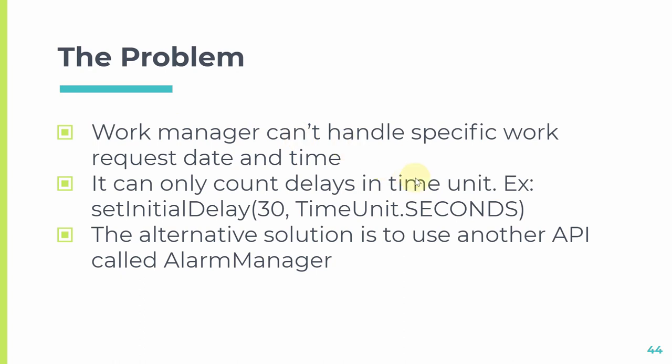WorkManager cannot handle a specific work request date and time. Meaning you cannot set a date and time at which the work request must be executed. You cannot do that, but you can only count delays in time. So you cannot set a specific date and time, but you can set delays, for example 1 minute, 30 seconds, 1 hour, 1 day, and so on. The alternative solution for this problem is to use another API called AlarmManager, but it's beyond our topic today.